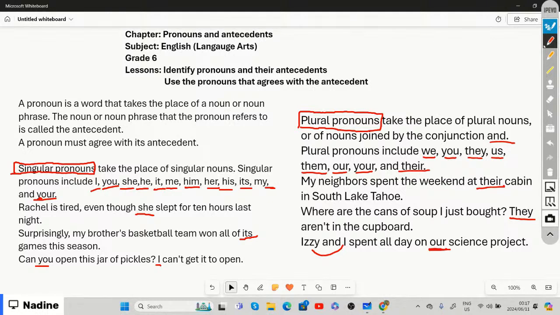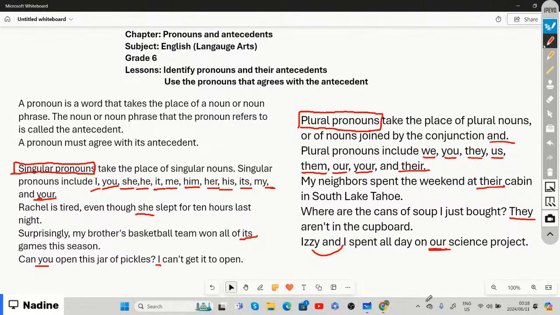All right, so that is basically our pronouns, and we're going to find out more about pronouns and antecedents. We said a pronoun is a word that takes the place of a noun or a noun phrase. The noun or noun phrase that the pronoun refers to, we call that the antecedent, right? And our pronoun that takes the place of the noun needs to agree with the antecedent.